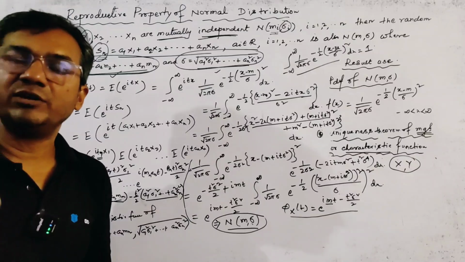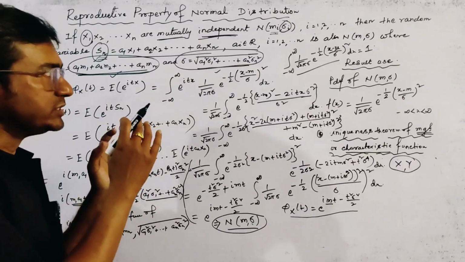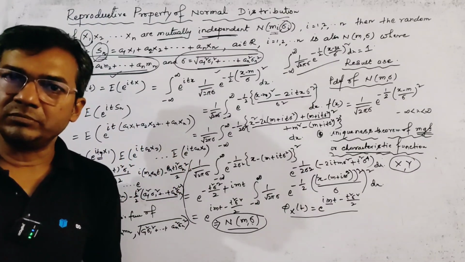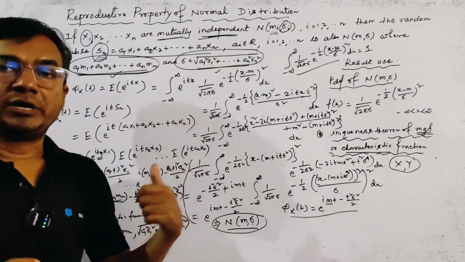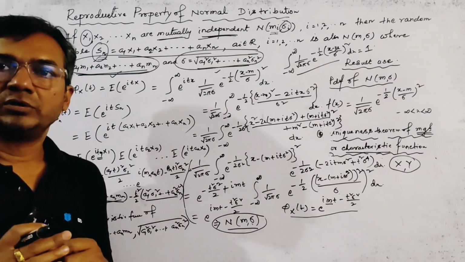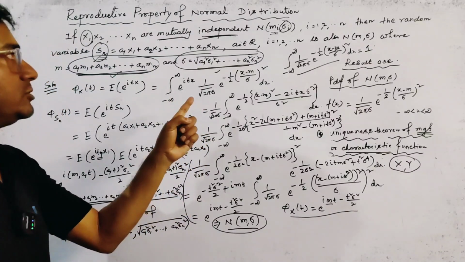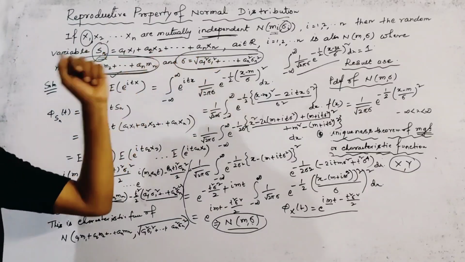This is a very, very important property, and we say it is a very, very important theorem. This theorem helps us to solve so many problems of the normal distribution using this and these two formulas.